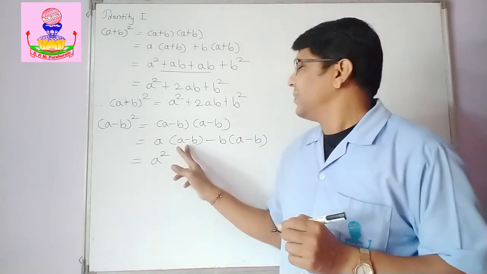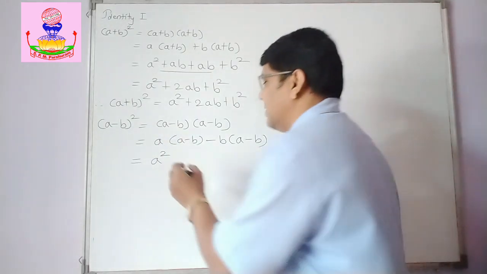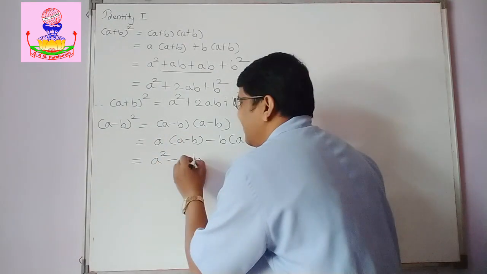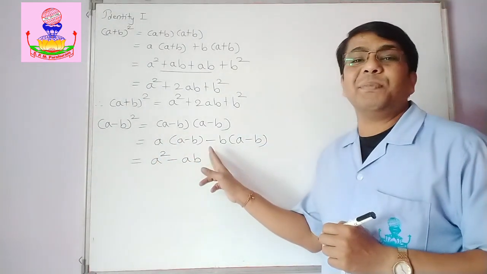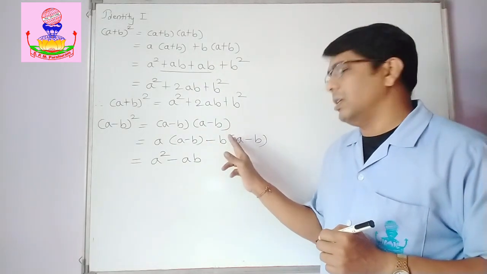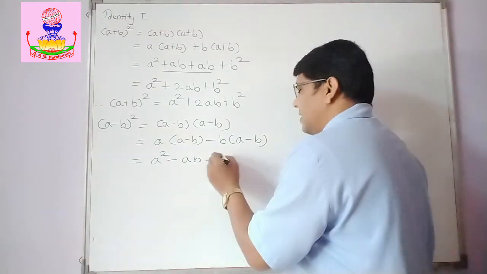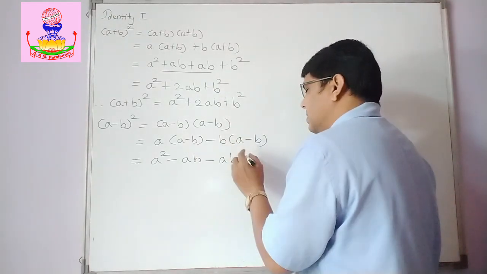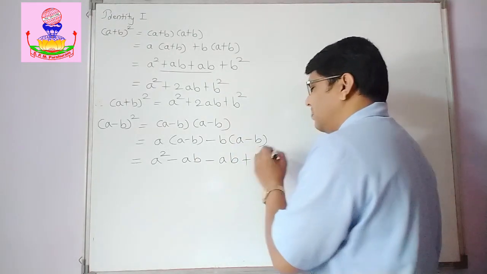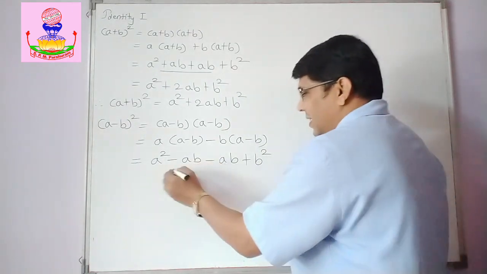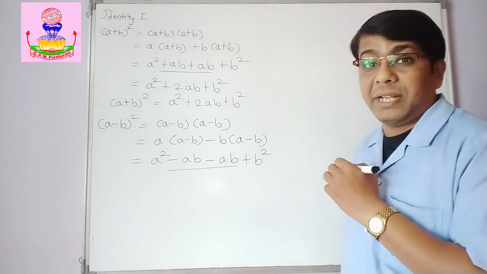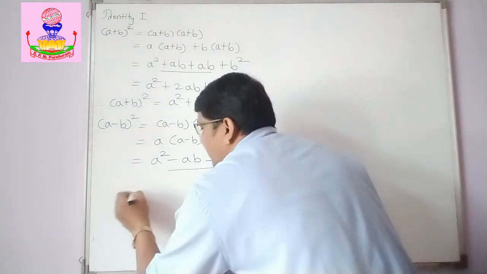Right? Now a into a, a square. But there is a naughty fellow here. Plus into minus, minus ab. Again here is one more naughty fellow. Minus into plus, minus b into a, ab. Minus into minus, plus b square.